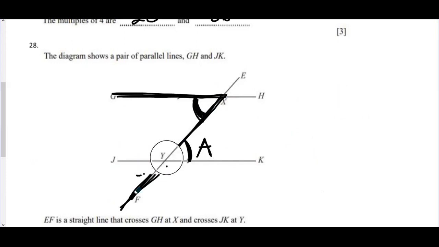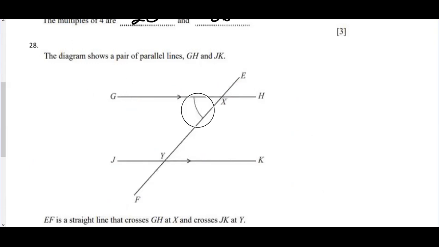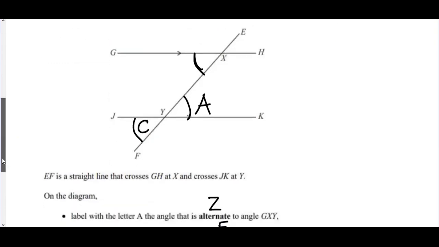So now let me write quickly. So we're gonna have this angle is alternate to this angle and label that angle as A. This angle will be corresponding to this angle. And we're gonna go ahead labeling that angle as C. See? All right, so that is clearly your F, right?